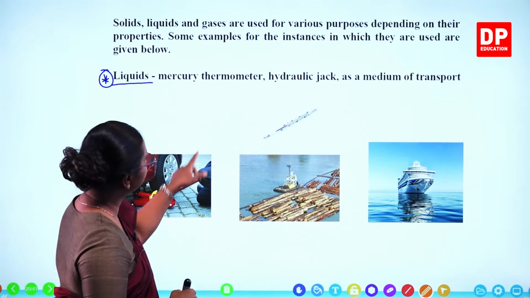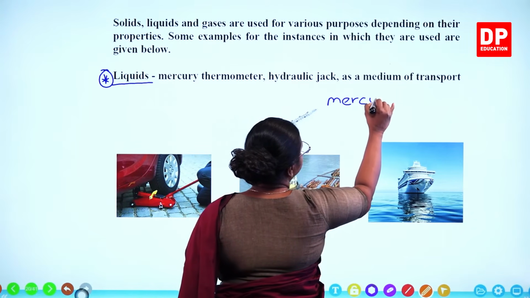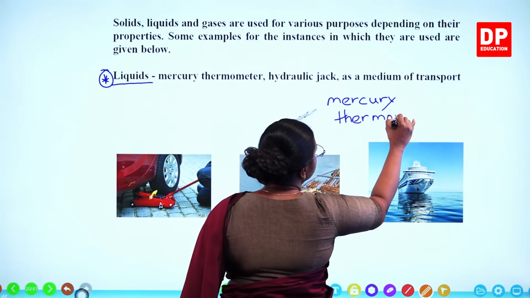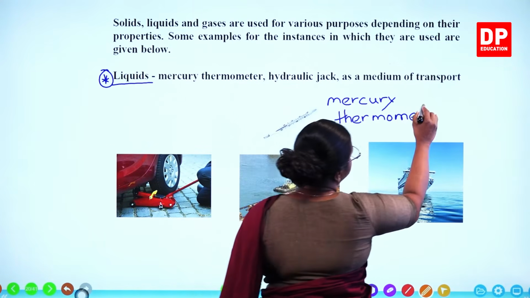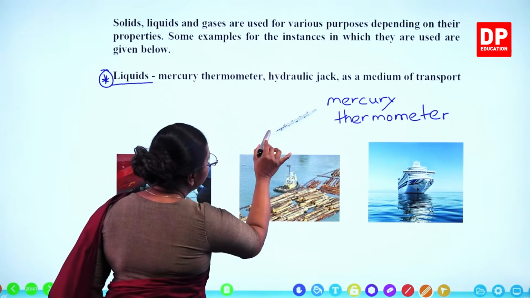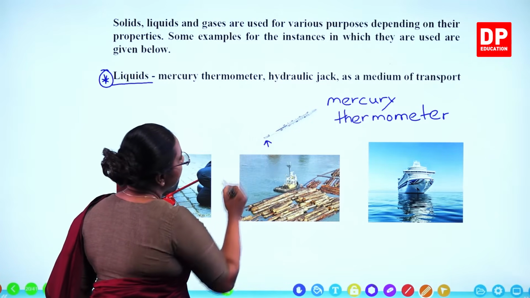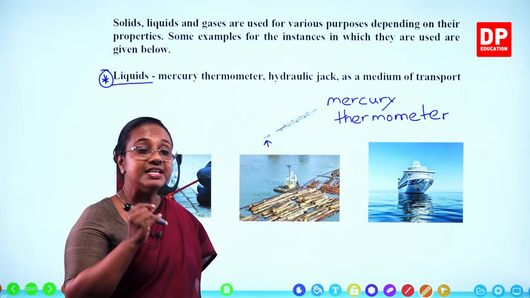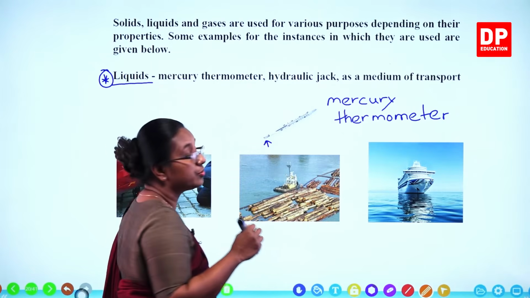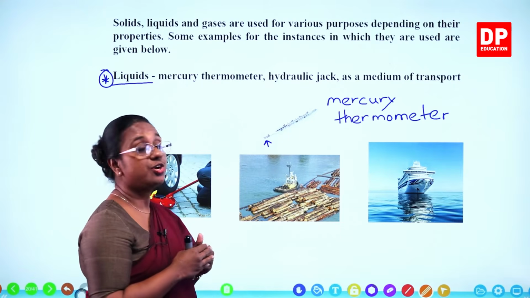If we look at the liquids, here you can see we have a mercury thermometer. When we say mercury thermometer, you all know, students, the outer side is made up of glass. This bulb also is made up of glass. But inside, what you see here, that is mercury. That is the one that expands and it rises up along this thin tube so that you can read the temperature of a person. The body temperature of a person.